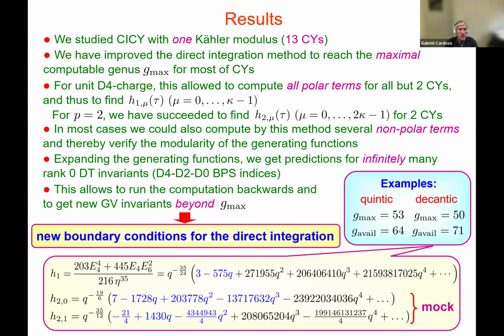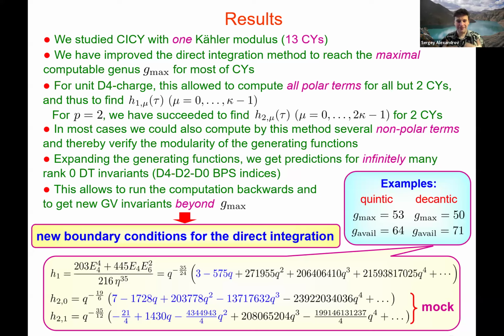No, these are just values of sums of GV invariants. We are able to compute some GV invariants for each genus, and sometimes they are enough to fix completely the holomorphic ambiguity. Also, it's not that we can go to infinity. So unfortunately, we get a kind of new restriction, if you wish, on G max modified, right?